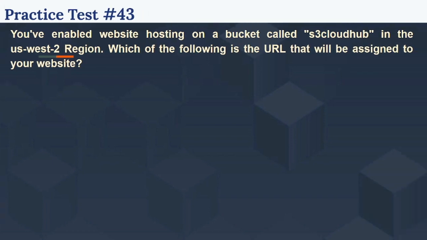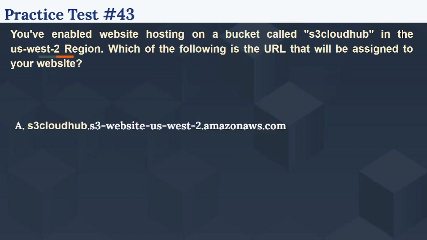So the 43rd question is: you've enabled website hosting on a bucket called S3 Cloud Hub in the US West 2 region. Which of the following is the URL that will be assigned to your website? So the options are Option A S3 CloudHub.S3 website us west2.amazonaws.com.